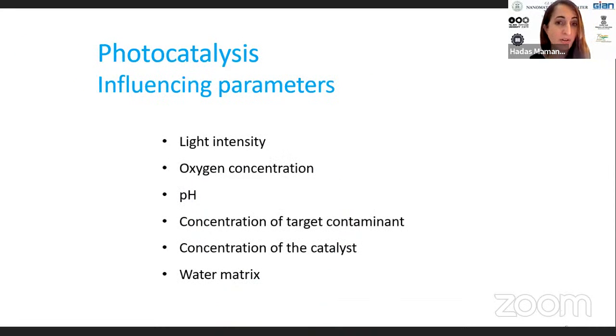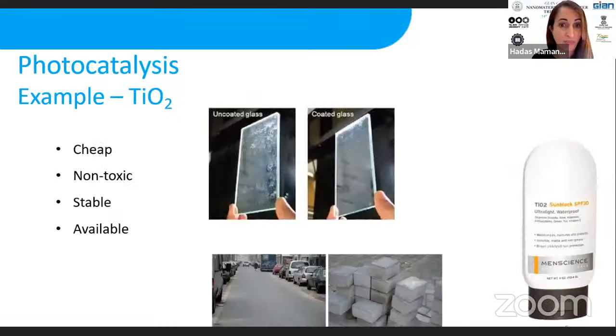The influencing parameters are numerous: the light intensity, the oxygen concentration, the pH, the concentration of the target contaminant, and the concentration of the catalyst in the water matrix. So therefore, it's a very complex system.